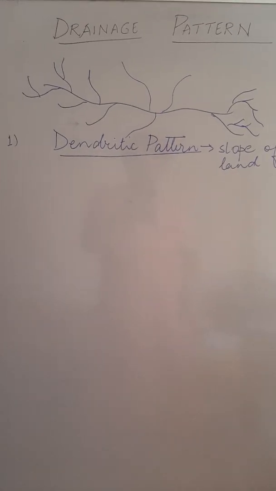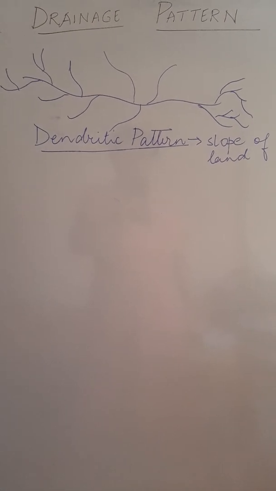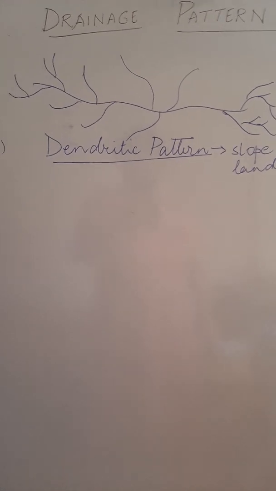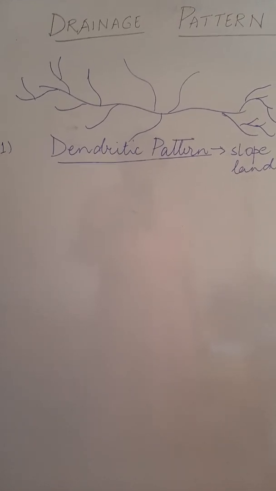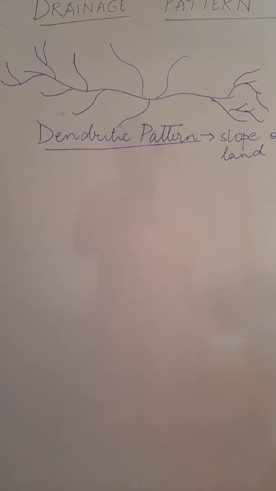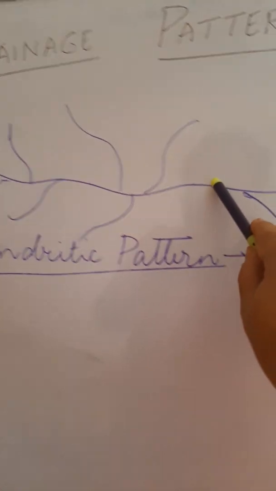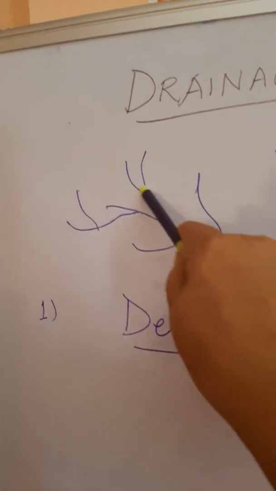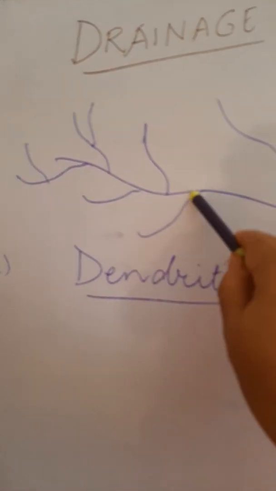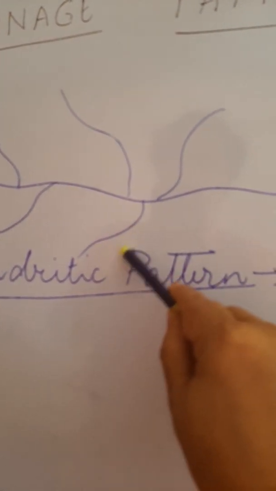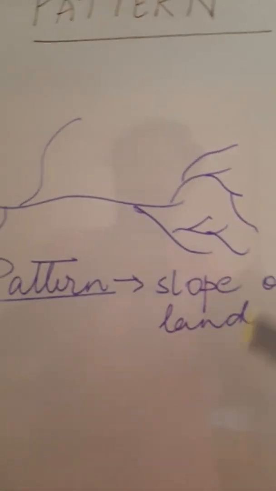Now, children, the first drainage pattern is the dendritic drainage pattern. Now, this dendritic drainage pattern, you can see that I have drawn it just like the branches of a tree. So this is the main river which is flowing in this way. It is getting water from the different tributaries which are joining it from different directions. Here the distributaries have come out from the main river.